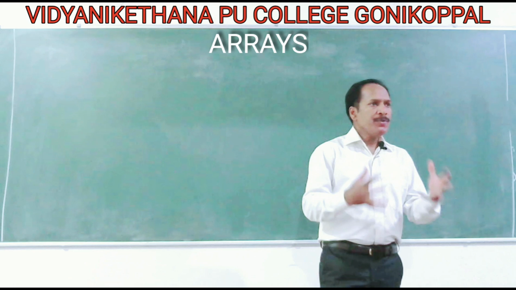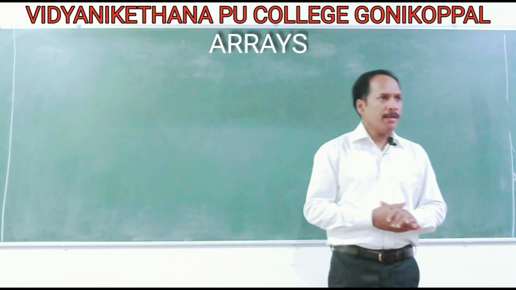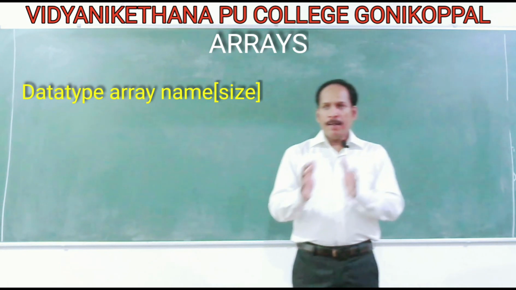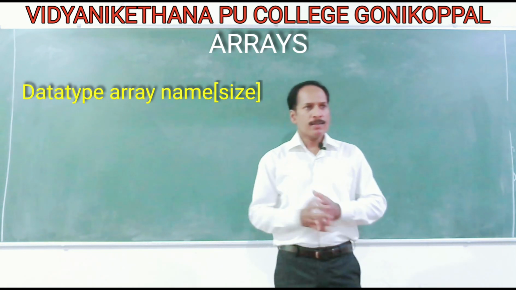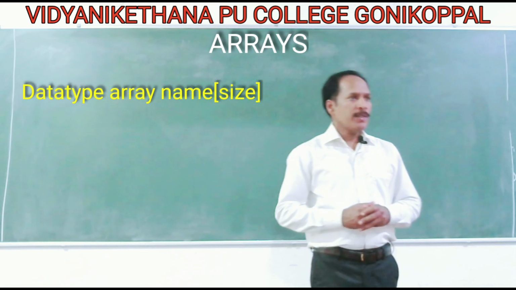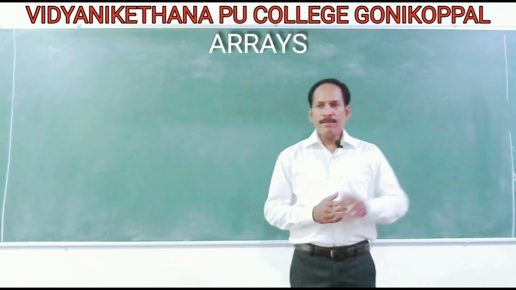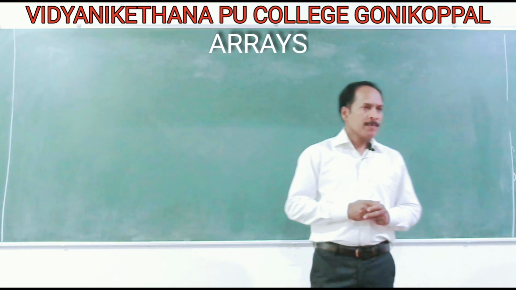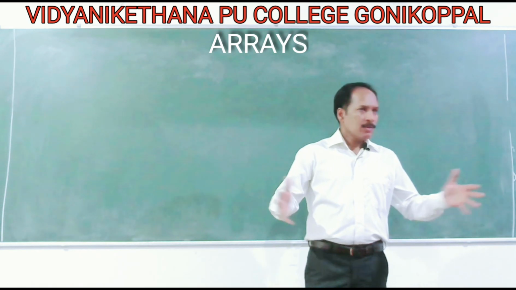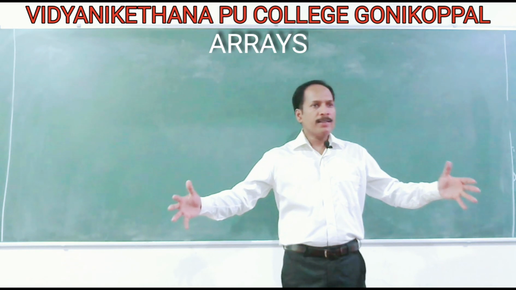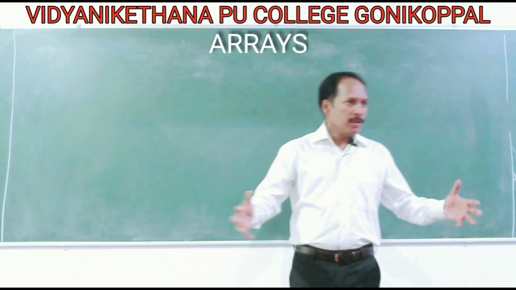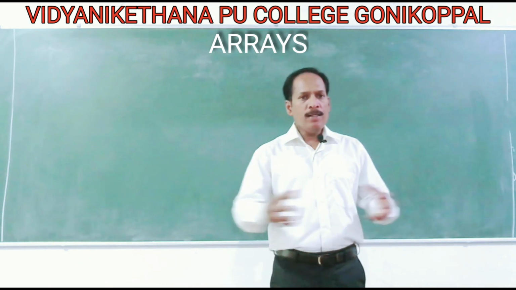Now, how do you declare an array? Already we know that. To declare an array, we have a data type, an array name, and a size. The size defines the number of elements that can be stored in an array. In the definition I said n number; the same n here becomes the size of the array. If you define 10, 10 elements can be stored in that array. If you declare 100, 100 elements can be stored.